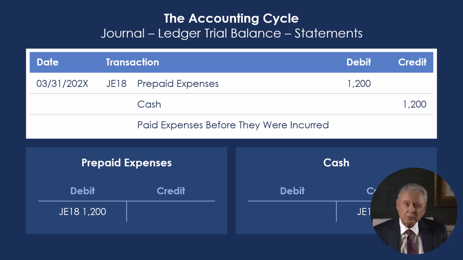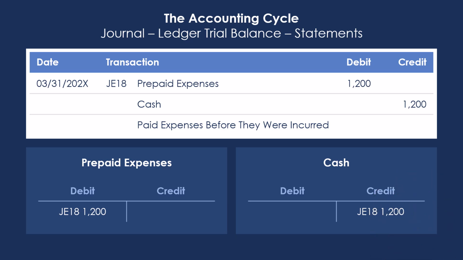Here in Journal 18, we pay for an expense that has not yet been incurred. It could be insurance expense and paying for 6 months ahead. Debit an asset account, prepaid expense, for 1,200. Credit cash, 1,200. Assets up, assets down. In a subsequent period when the expense is incurred, we debit expense and credit prepaid expense.